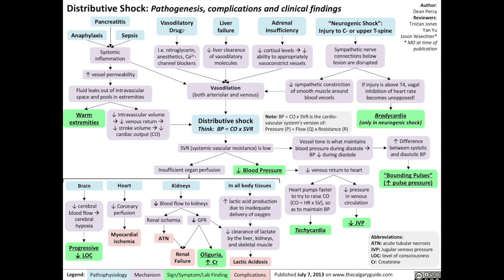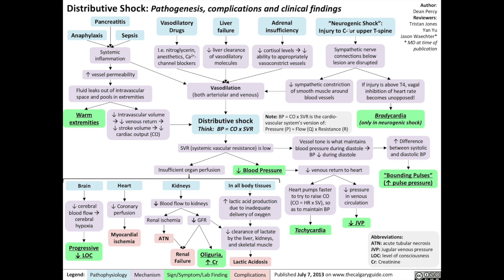Another triad of causes of distributive shock are vasodilatory drugs, liver failure, and adrenal insufficiency. Vasodilatory drugs, such as nitroglycerin, anesthetics, and calcium channel blockers, cause vasodilation, both arteriolar and venous vasodilation, which in turn leads to distributive shock. Liver failure results in the reduced liver clearance of vasodilatory molecules, which results in vasodilation and distributive shock. And adrenal insufficiency means reduced cortisol levels in the body, resulting in the body's not being able to appropriately vasoconstrict blood vessels, since that is one of the main functions of cortisol. That ends up in vasodilation and distributive shock.